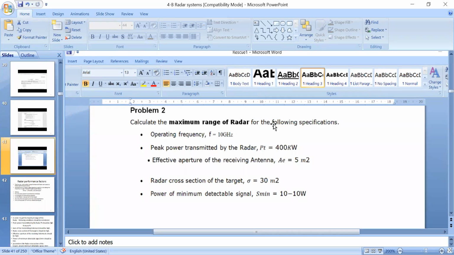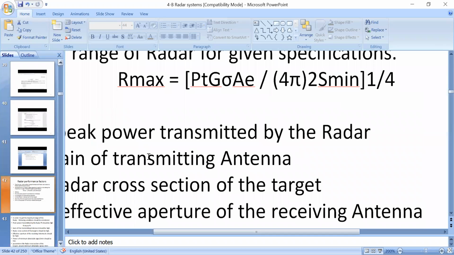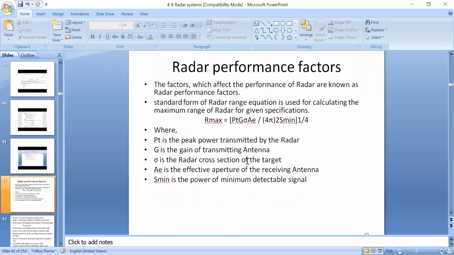Calculate the maximum range of radar for the following specifications. Operating frequency is given, peak power transmitted is given, effective aperture is given, radar cross section of target sigma is given and S minimum is given. Again they are asking the maximum range of radar. Okay, so with this the topic is completed, that is radar range equation.